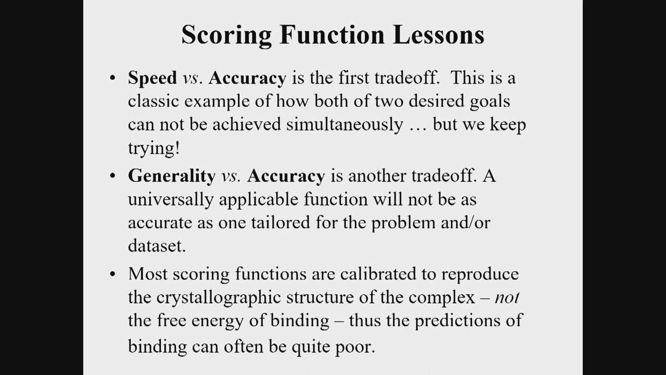The third thing that comes out of this is that most scoring functions available commercially are calibrated to reproduce the crystallographic structure of the complex. They calibrate them so that it will recreate a known crystallographic structure. And it's not calibrated to accurately reproduce the free energy of binding. So even though it seems intuitive that if you get the crystallographic structure right, you should get the energy right, it doesn't always work that way. And you can find many scoring functions that give very poor predictions of binding, but they do reproduce crystal structures.